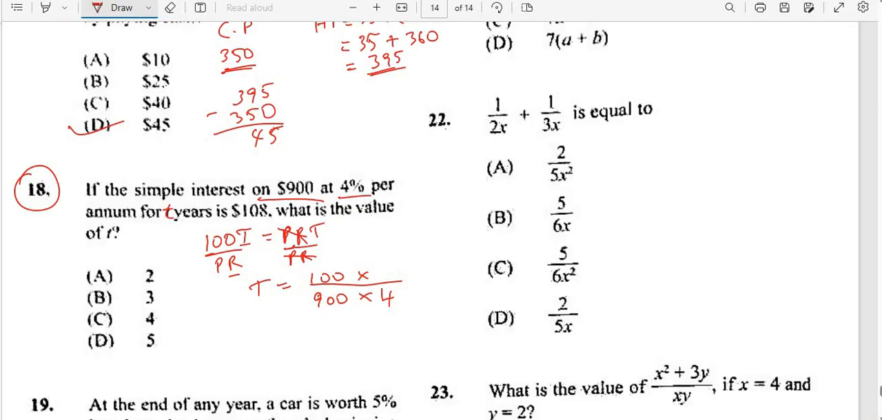So what amount is that? Remember, it's 100 times I. It says I is simple interest. Ignore the word simple. So the simple interest on 900 at 4% per annum is 108. So I'm replacing the I with 108.